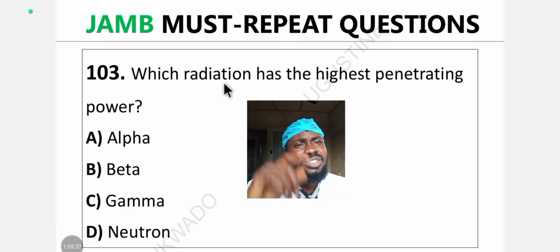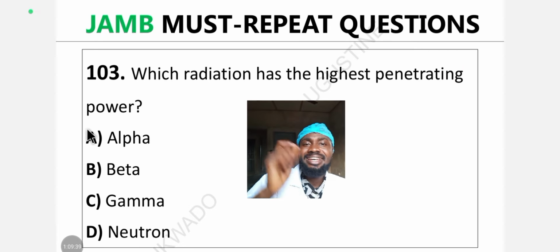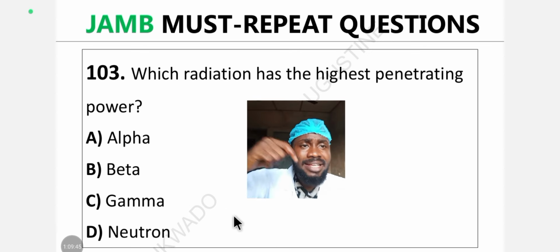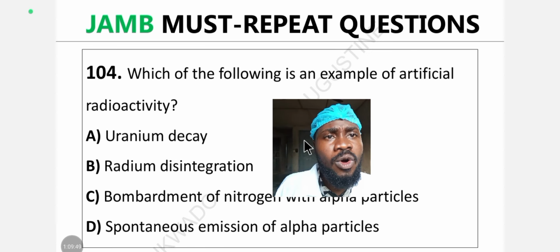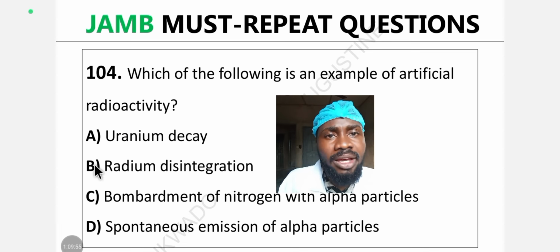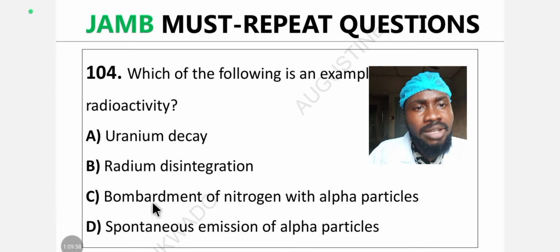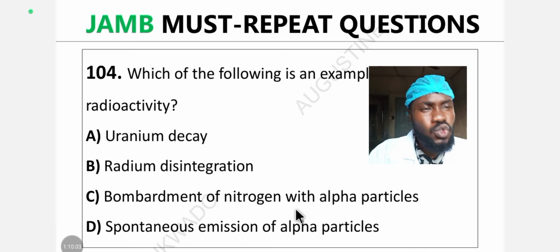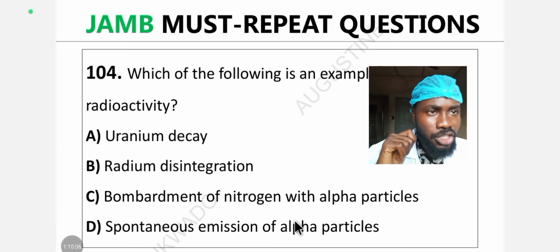Question 103. Which radiation has the highest penetrating power? A. Alpha. B. Beta. C. Gamma. D. Neutron. What's the answer? Drop the answer in the comment section. Question 104. Which of the following is an example of artificial radioactivity? A. Uranium decay. B. Radium disintegration. C. Bombardment of nitrogen with alpha particles. D. Spontaneous emission of alpha particles. What's the answer? Drop the answer in the comment section.